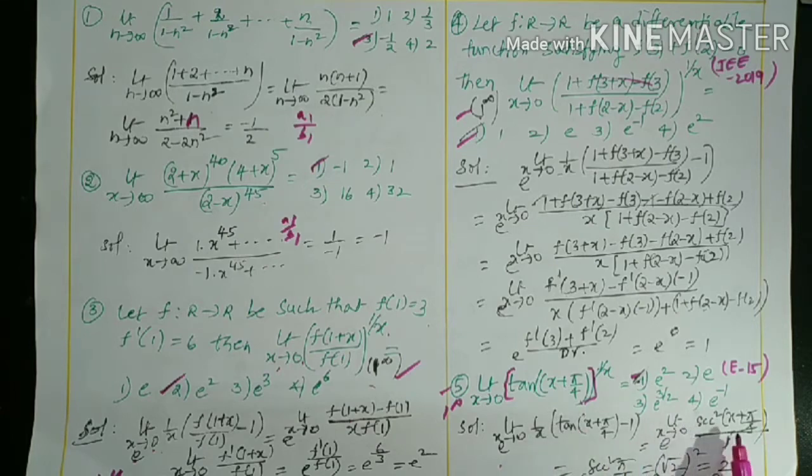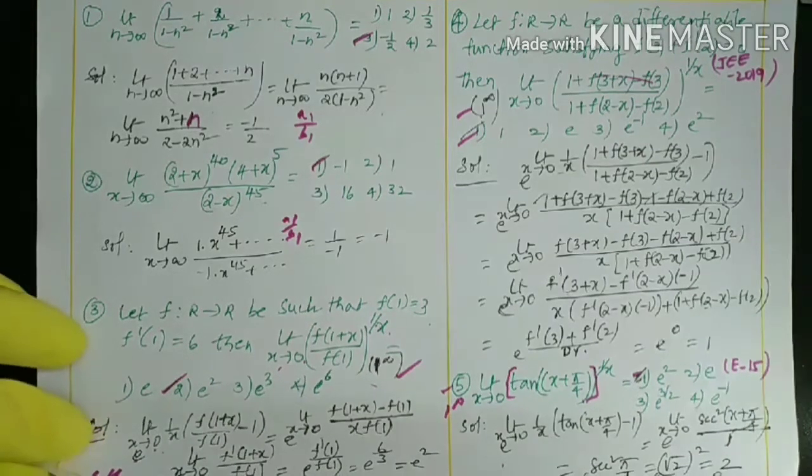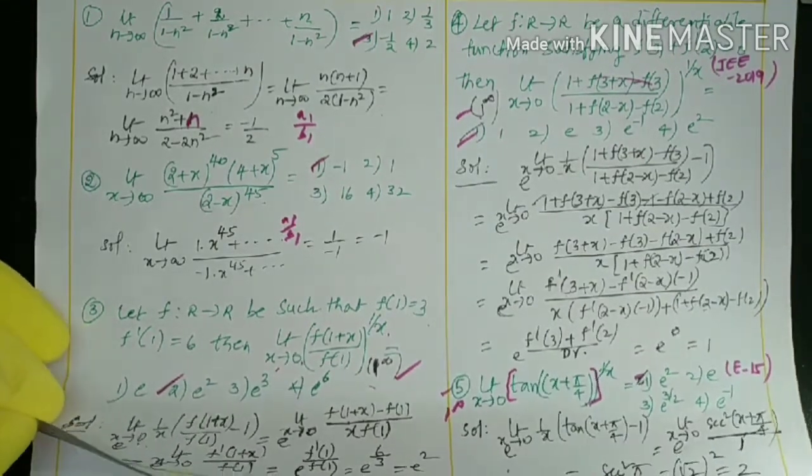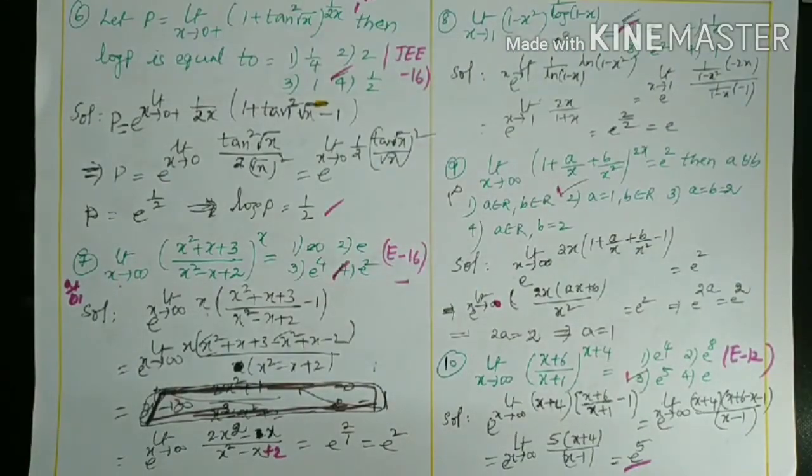The derivative of tan is secant square of x plus pi by 4. The derivative of x is 1. Then apply the limit, x is 0. 0 plus pi by 4 means secant square pi by 4. The value is root 2 whole square, because sec pi by 4 is root 2. E power root 2 whole square means what happened? Root 2 whole square is what? 2. So e square. That is which option? First option. Very simple. We just have to recognize the indeterminate forms, then we can use the tips and tricks. If you use the tips and tricks, definitely you can solve the question within a few seconds.